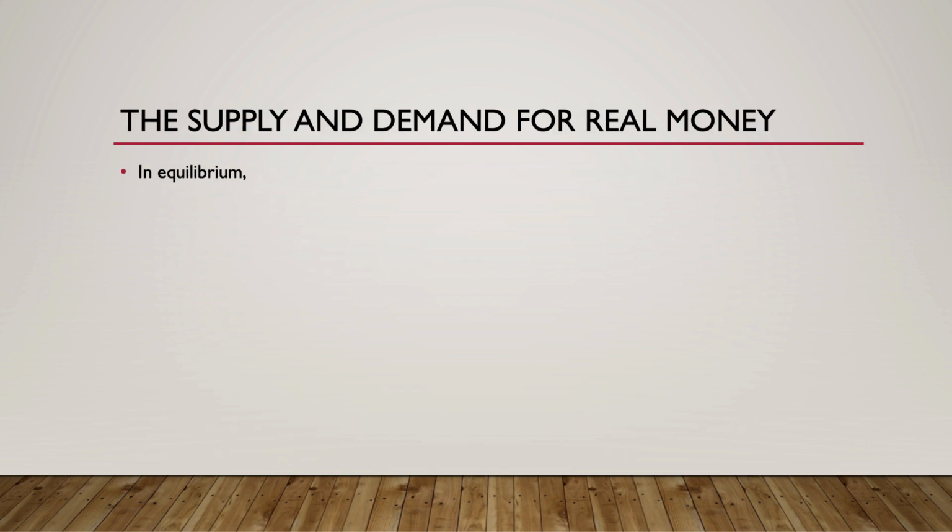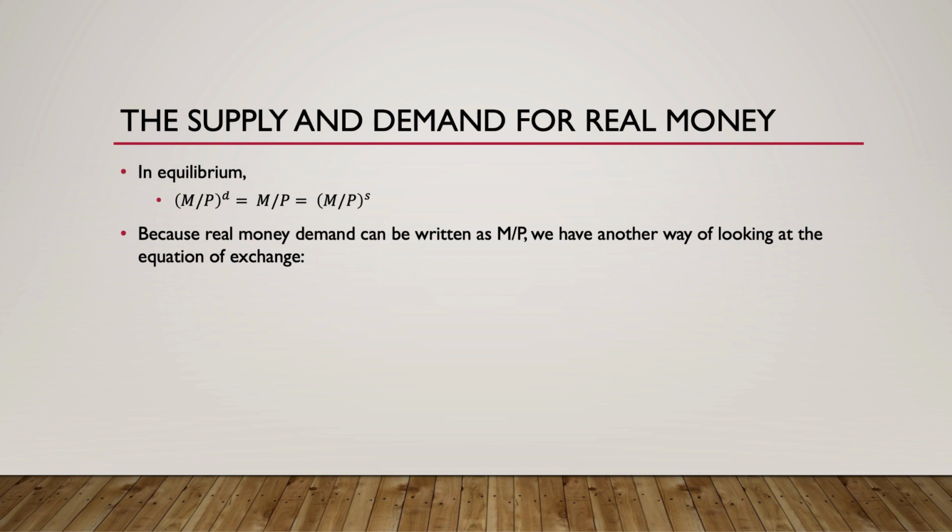As I just stated, in equilibrium, the demand for money equals the supply of money, and both equal M over P. Because real money demand can be written as M over P, we have another way of looking at the equation of exchange. That is, M over P equals K times Y. Here we've just substituted M over P for real money demand, which can be rewritten as M times 1 over K equals P times Y.